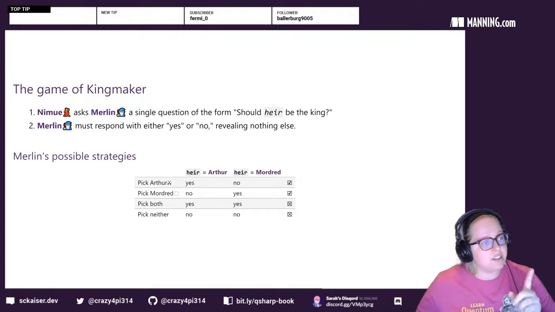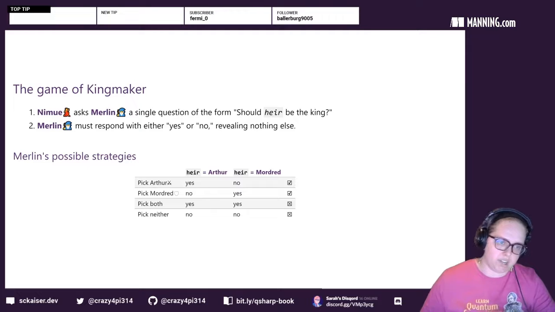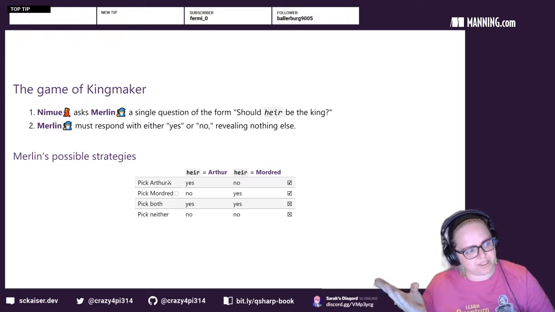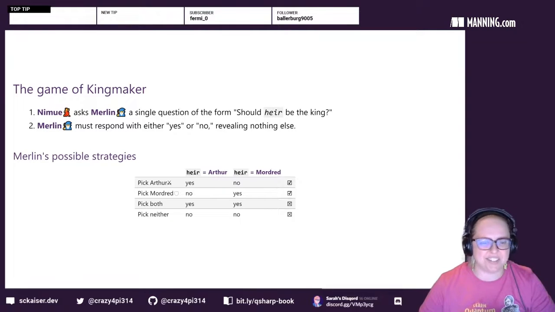Nemune wants to ask Merlin a single question of the form, basically, should a particular heir be the king? She could ask, should Arthur be king? Or should Mordred be king? And Merlin has to respond with either a yes or no, revealing absolutely nothing else. Given that there are 2 possible questions and 2 possible answers that Merlin can give to each question, we have this table here. So Merlin can have basically 4 strategies. If Nemune asks, is Arthur going to be king? If Merlin actually picked Arthur, he'll say yes. If he picked Mordred, he'll say no.